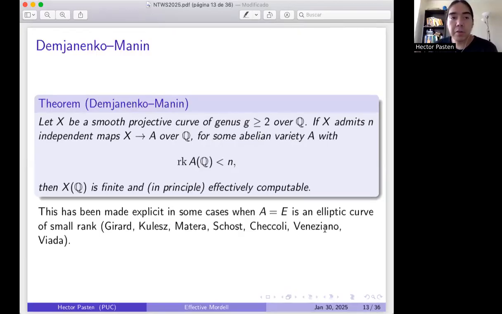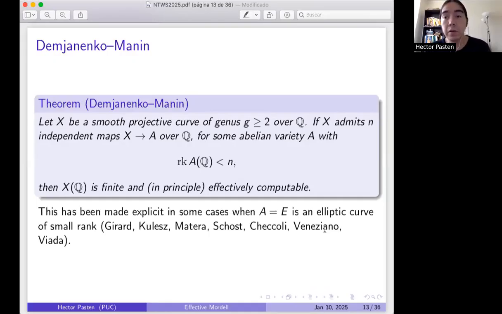Now, the other thing I mentioned was the Demyanenko-Manin theorem, that for some reason is usually called the Manin-Demyanenko theorem, although it's not alphabetical order. Let me state it very explicitly. You take a smooth projective curve of genus at least 2 defined over the rational numbers. If the curve admits n linearly independent maps into some abelian variety defined over Q, and this abelian variety has small rank over Q, meaning that the rank is less than the number of maps, then the rational points are a finite set, and in principle, this is effectively computable.